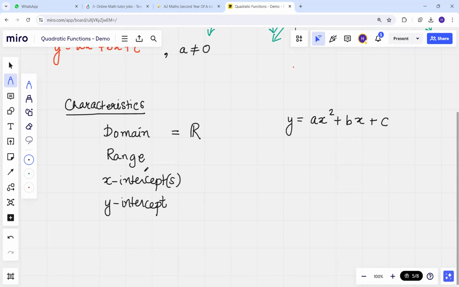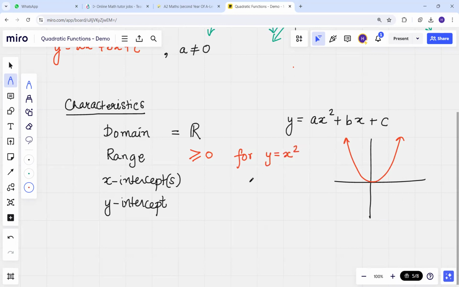The range, however, is not all real numbers, because as we saw, the x squared function was sketched like this, and it did not have any negative function values, any negative y values. They were not there. So the y values are all greater than or equal to 0. The range was y greater than or equal to 0 in this case for y equal to x squared.